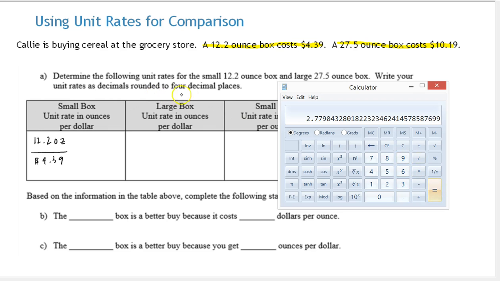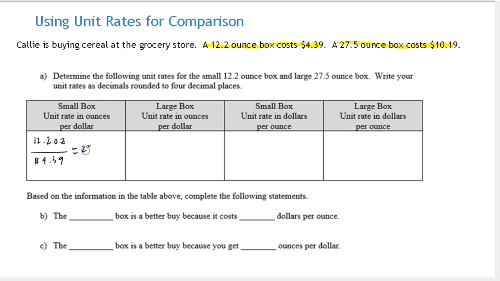12.2 divided by 4.39. And it's said to round to 4 decimal places. That's approximately 2.7790. Now remember what this is measuring. This is measuring ounces per dollar. So I'm going to write that underneath, ounces per dollar. So that means for every dollar you spend on a small box, you get about 2.779 ounces.